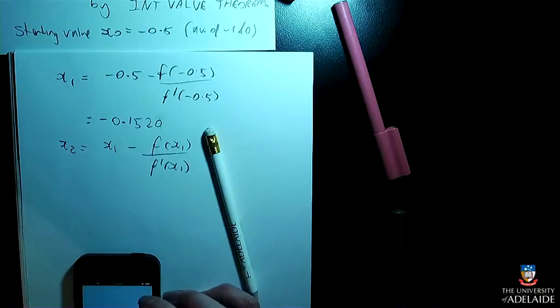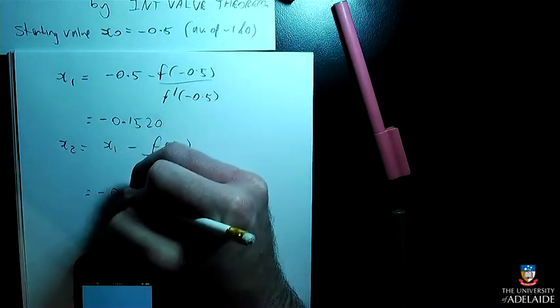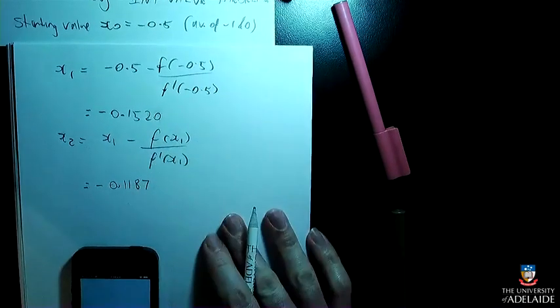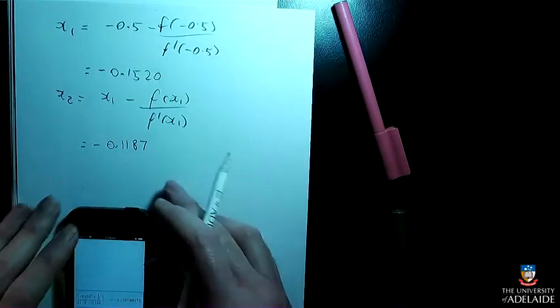1, 5, 2, 1, 5, 2, and I get negative 0.1187. Looks like our first decimal place is going to be 1, so it's slowing down.